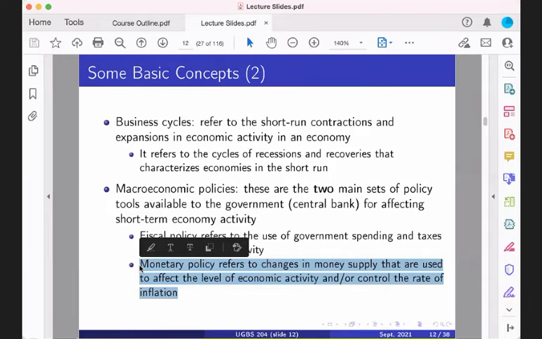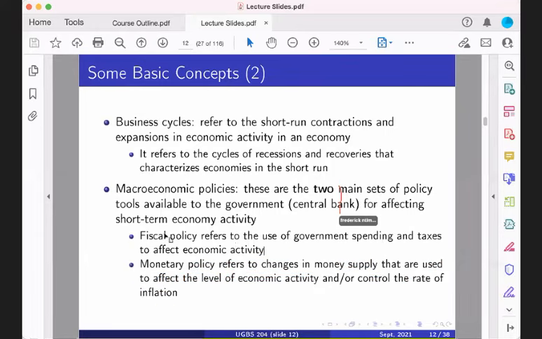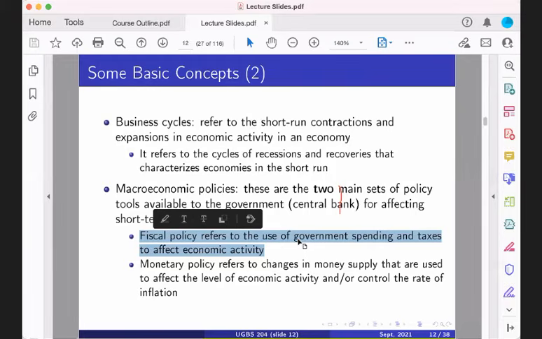Any policy by the central bank or the Bank of Ghana to tame money supply is referred to as monetary policy. Then we have the alternative, which is fiscal policy, which refers to the use of government spending and taxes to affect the economy. That one is done by the government. They can either increase their expenditure or generate a lot of revenue through taxes, and they can use these to affect the economy.